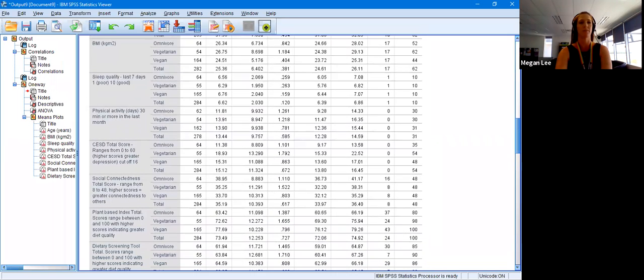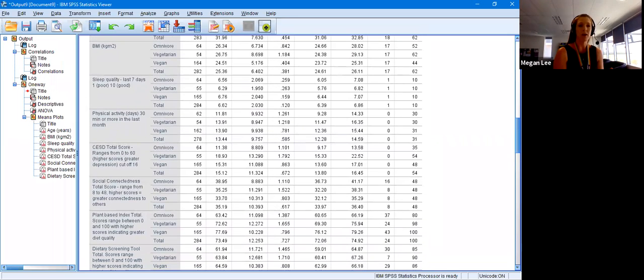Let's look at BMI. So our total BMI was about 25, which was a bit above average. I think 18.5 to 24.9 is the healthy range BMI. Our omnivores are 26. Our vegetarians are around 27, so they have a higher BMI on average than omnivores. And our vegans are at 24. So vegans have a lower BMI on average than our omnivores and our vegetarians.